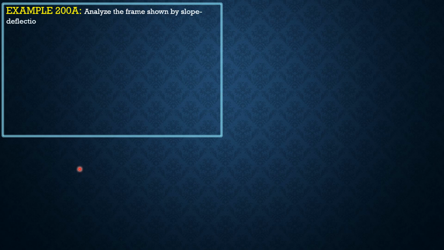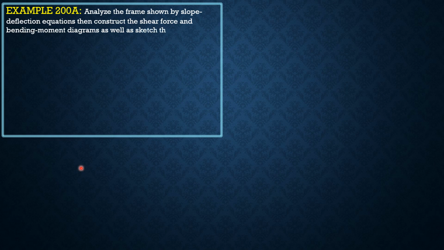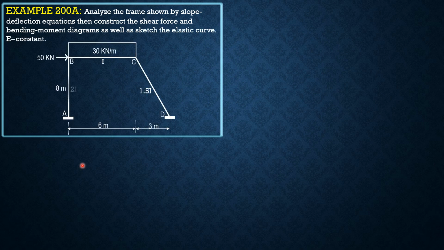Analyze the frame shown by slope deflection equations, then construct the shear force and bending moment diagrams, as well as sketch the elastic curve. E is constant. So here is the given frame. So it will undergo sidesway. Let's assume that the sidesway is rightward as shown in the figure. So we'll call this delta. And for BC, this vertical movement here, and for CD, this one.